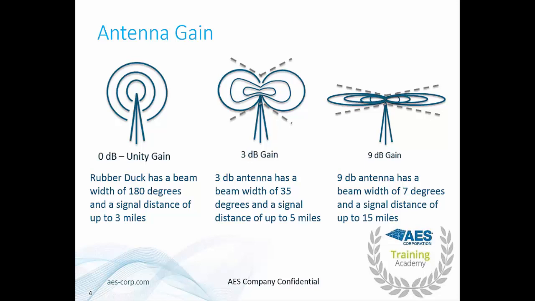The distance of the radio signal will depend highly on geographical factors, how much metal is near the antenna, what the building is made of, and many other things, but a general estimate is 3 miles. Next, the 3 dB antenna drastically reduces the beam width to 35 degrees and up to 5 miles. A 9 dB antenna has a beam width of 7 degrees, which is the radio equivalent of shooting a laser beam from the antenna. The good part about the higher dB antennas is that they can send a radio signal much further, up to 15 miles, and in practice we've seen the radio signals go much further than that.